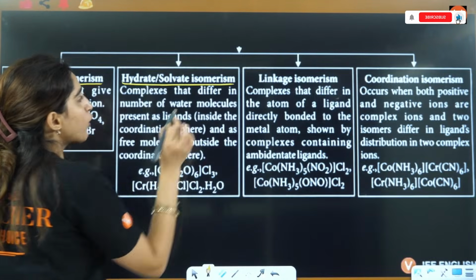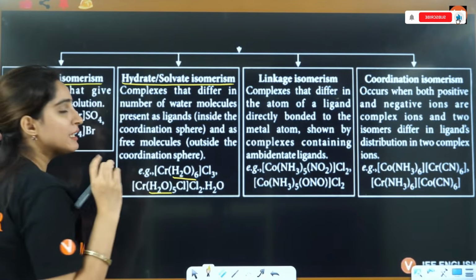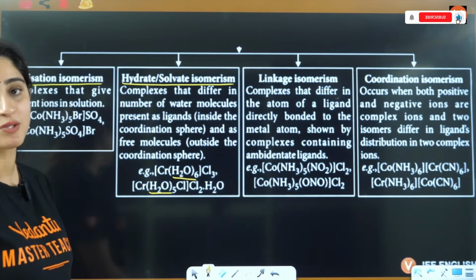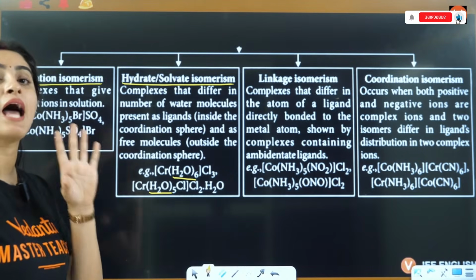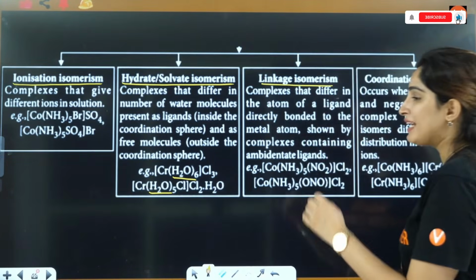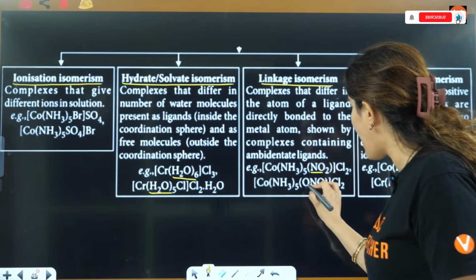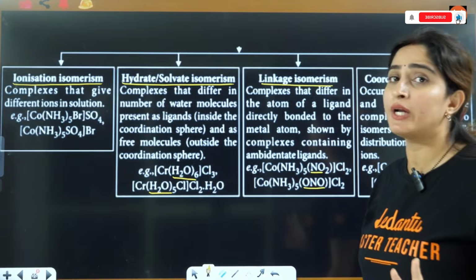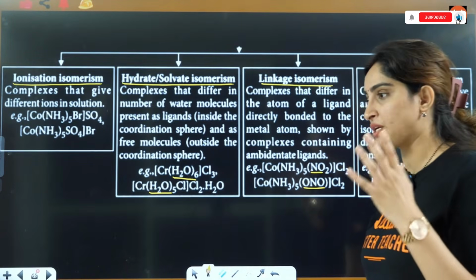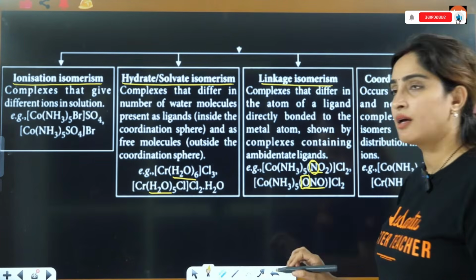Next is hydrate or solvate isomerism, in which the number of water molecules acting as ligands is different. Here you have 6 water molecules, here you have 5 water molecules. And considering that, they all will have the same molecular formula, right? Linkage isomerism is when you have an ambidentate ligand, like NO2 and ONO, where they have two donating sites, but at one point only one will be taking part in the donation. So here nitrogen is taking part in the donation, here oxygen. Rest of the things are the same.